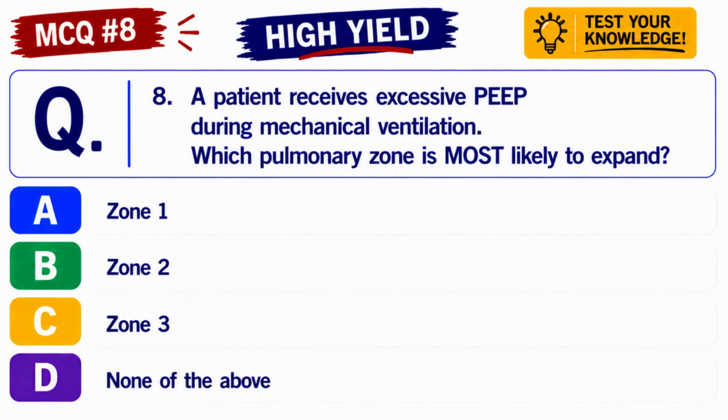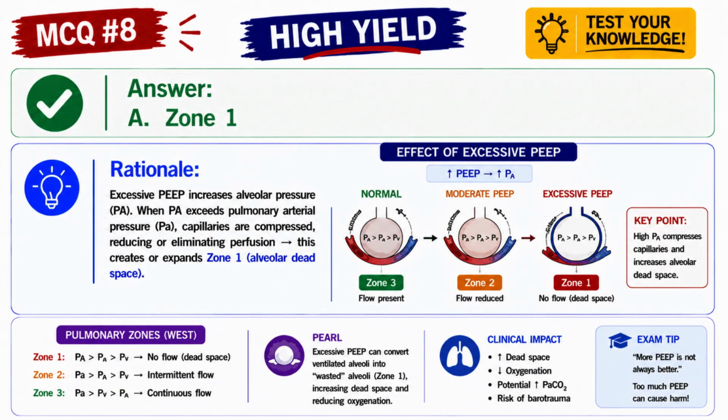Question 8. A patient receives excessive PEEP during mechanical ventilation. Which pulmonary zone is most likely to expand? A. Zone 1. B. Zone 2. C. Zone 3. D. None of the above. The answer is A. Zone 1.